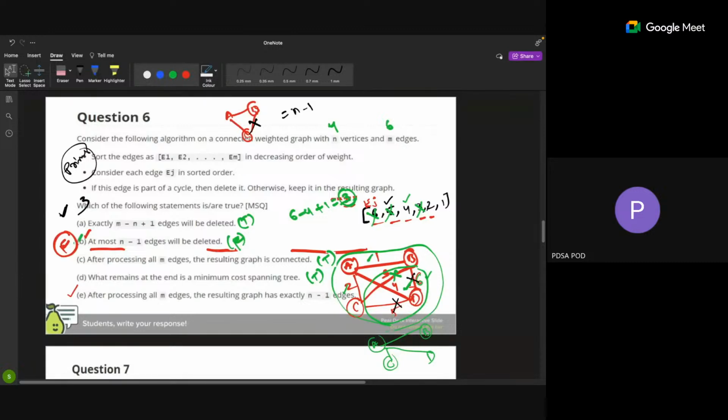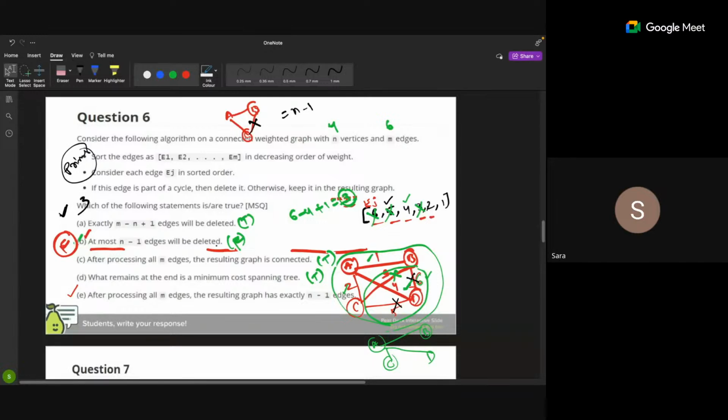Yes. Wait, there is a confusion here. Please wait. At most n minus 1 edges will be deleted means the maximum is n minus 1. So the minimum could be less than that. Is it right? Yes, sir. So in this case it is true, no? Is it right?